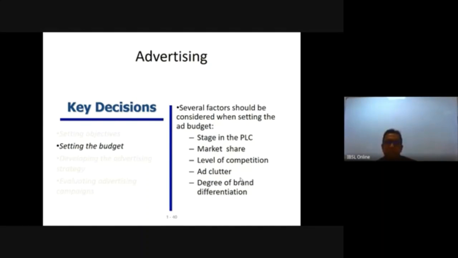So when your product has a clean walk, there's no budget needed. But depending on the situation, the environment, which stage of the life cycle your product is in, what level of market share your product has, what the competition level is. Ad clutter means there are other advertised substitute products, and so on. Depending on what stage your product is in, your budget will have to be changed.